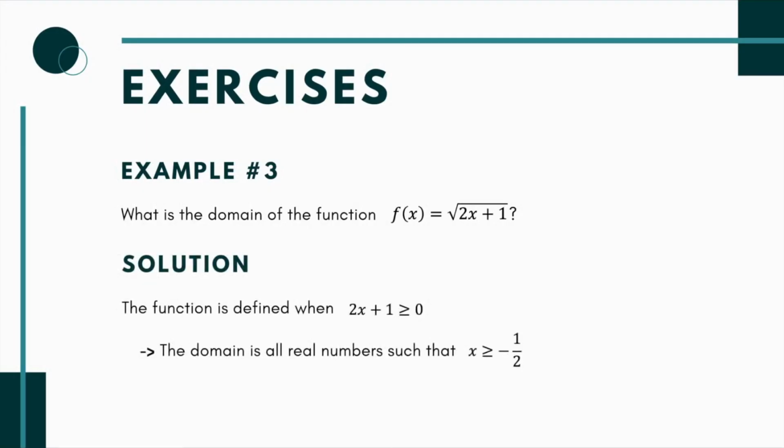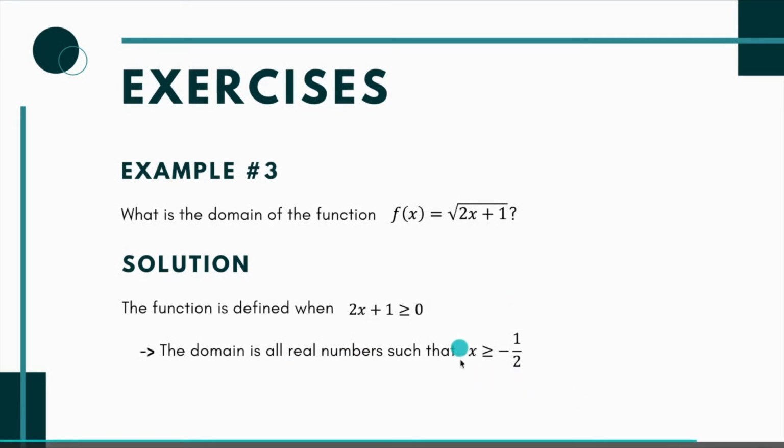For our final example, we need to find the domain of the function f of x equals square root of 2x plus 1. This function is defined when 2x plus 1 is greater than or equal to 0, since the stuff inside the square root cannot be negative, and that means the domain is all real numbers such that x is greater than or equal to -1 over 2. And we got this by using algebraic manipulation.